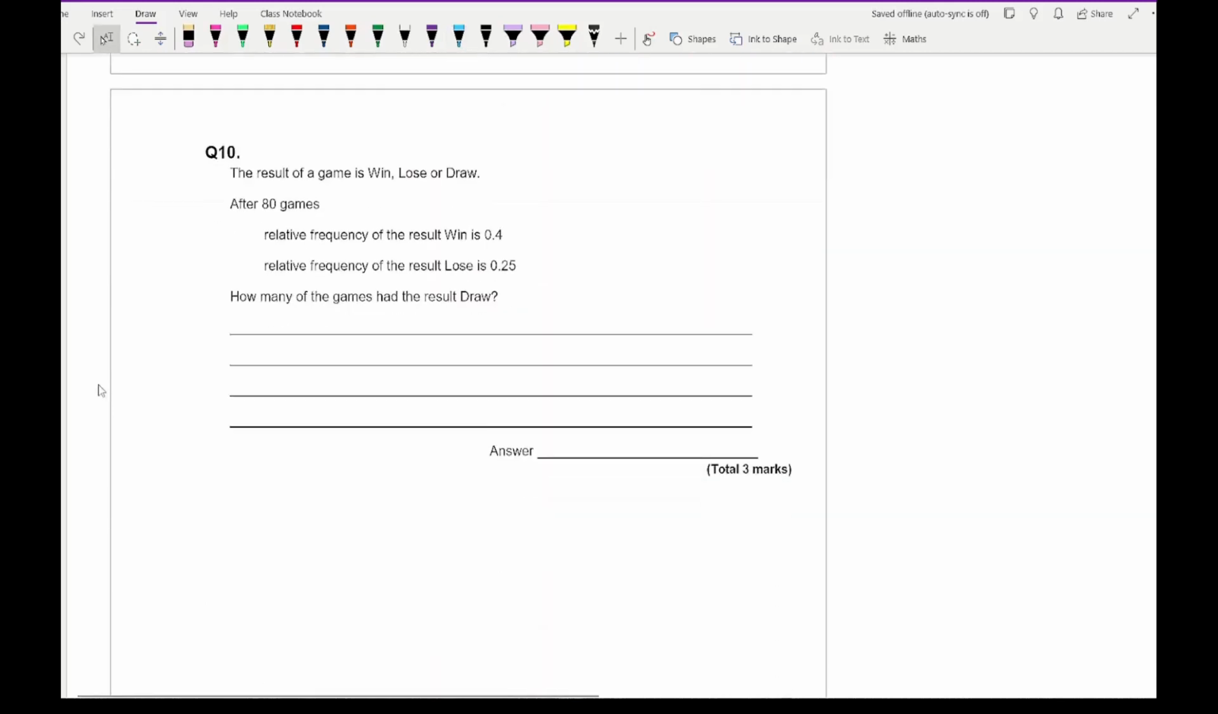Moving on to question 10, it says the result of a game is win, lose or draw. After 80 games, the relative frequency for a win is 0.4, relative frequency for a loss is 0.25. How many games resulted in a draw? So again, very, very similar to the previous question. So here, 1 take away 0.4 minus 0.25, and that's going to give me 0.35. So then I'm going to do 0.35 multiplied by 80. So 0.35 times 80 gives me an answer of 28.